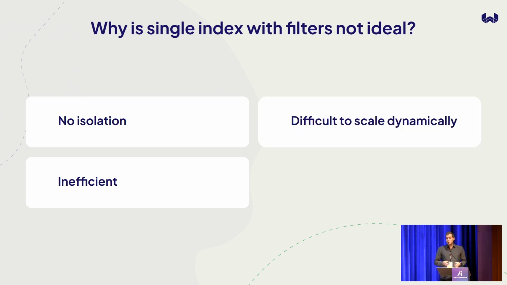This also makes it super difficult to scale dynamically, because what do you do if your index grows? If it grows larger than a single machine, the only thing you can basically do is either scale vertically, or split it up beforehand into a fixed number of shards, because resharding with vector indexes is super expensive. So that makes it very difficult to scale dynamically.